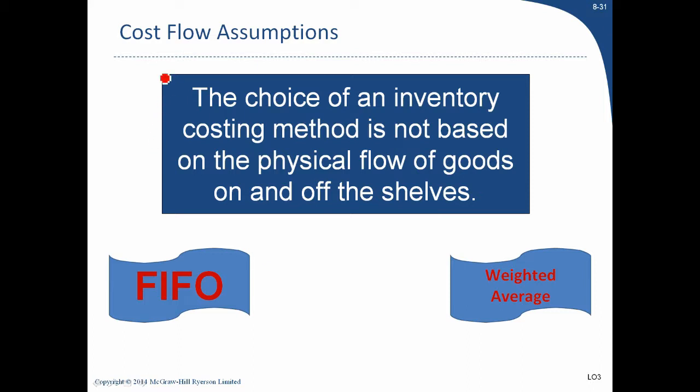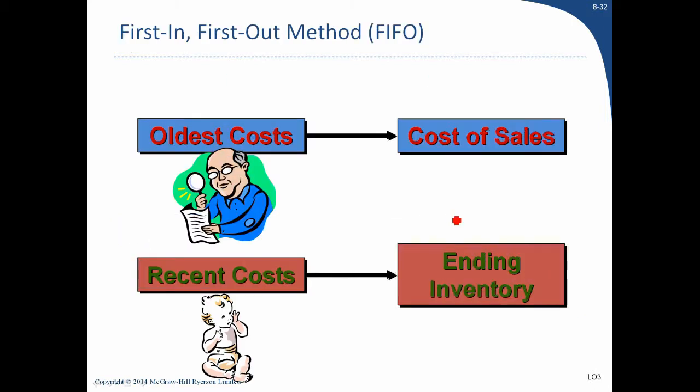The other 2 methods, you need to make some assumptions around how costs flow. Okay, and so this is FIFO, which is number 2, and weighted average, which is number 3. And this inventory costing method is not based on the physical flow of goods on and off the shelves. That's because it's often impractical for a company to maintain an individual barcode for every single inventory item, right? So you'll see how these methods work.